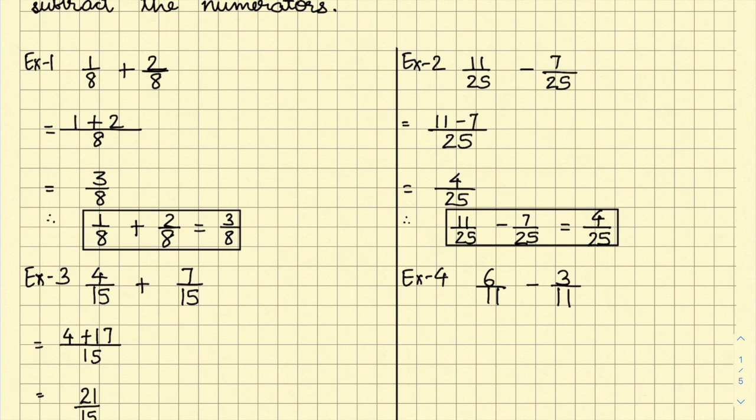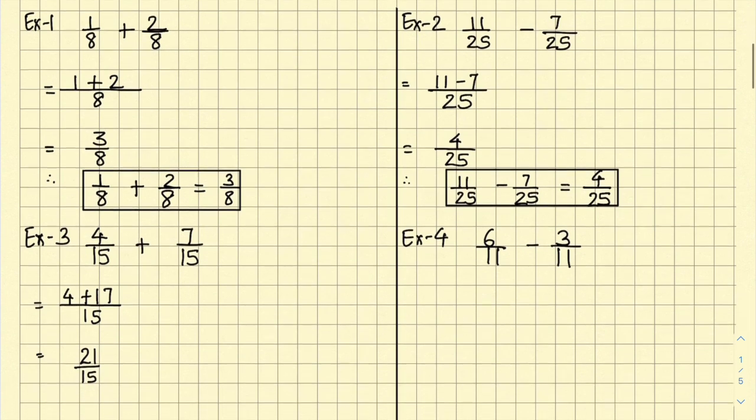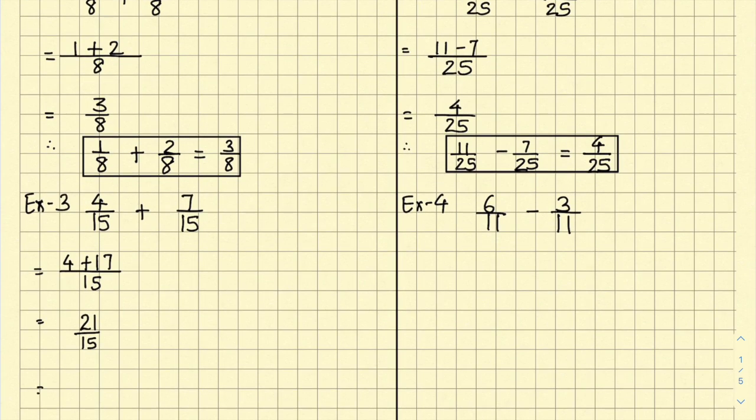Okay, now if you see, 21 and 15 both are divisible by 3, because 2 plus 1 is equal to 3, and 1 plus 5 is equal to 6. So what we do is we reduce this fraction by dividing both numerator and denominator by 3. So 21 divided by 3 gives 7 and 15 divided by 3 gives 5. So this is also one format.